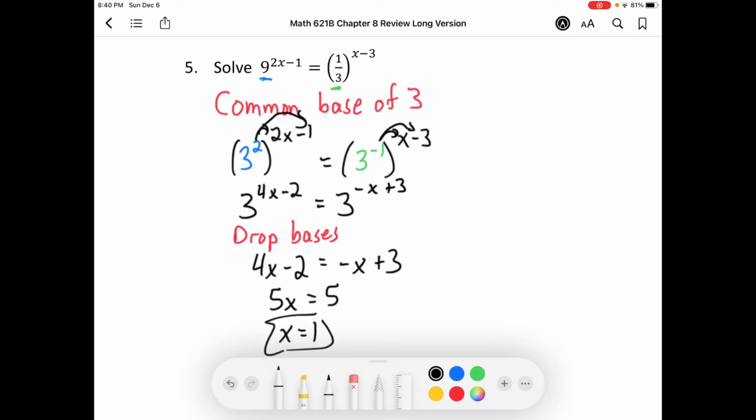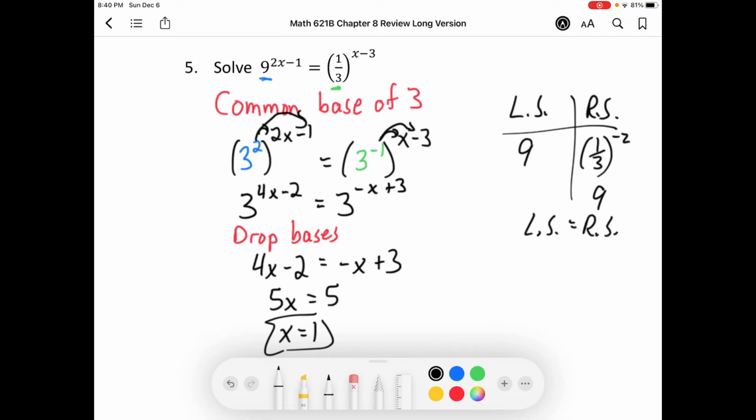And you could go and throw them back in and see what happens. If I put in 1, I'll have 9 to the 2 times 1 minus 1. So on the left side, I'd have 9. On the right side, I'd have 1/3 to the power of 1 minus 3, which is negative 2. And negative 2 as a power just tells you to flip and square. If you flip and square 1/3, you get 9. So the left side equals the right side. Yay! Our solution was okay. We didn't have to check it, but it makes us feel better to know that it is indeed correct.